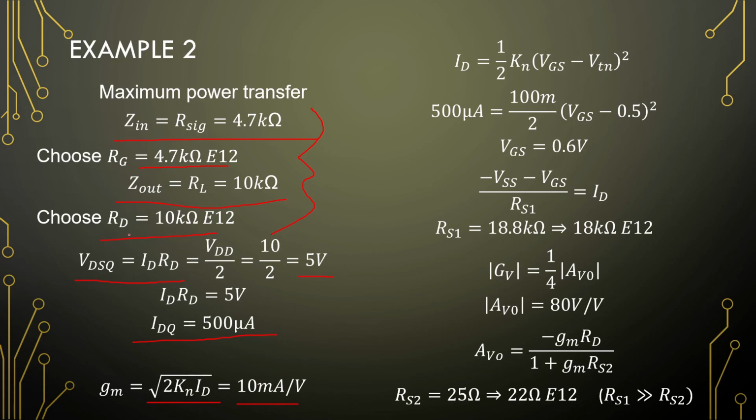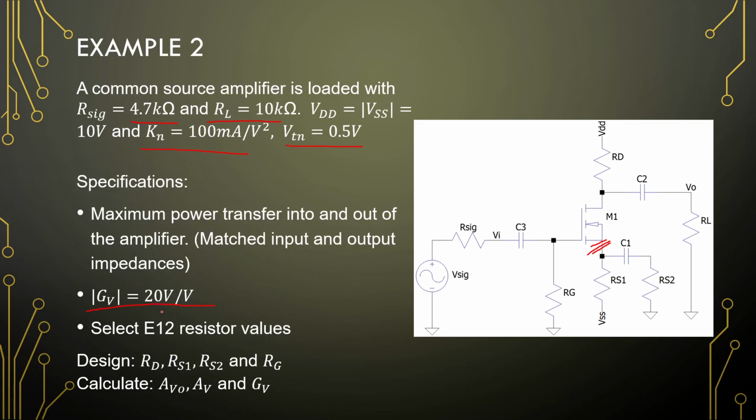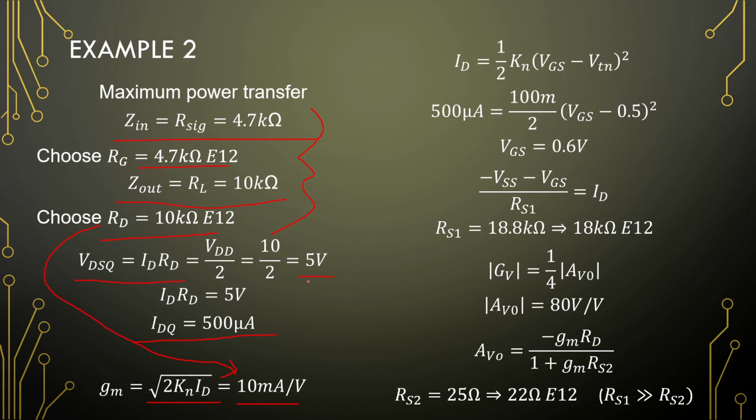So we can do a quick check here, and if we take our drain resistor and multiply it with our transconductance, our maximum gain of our amplifier is 100. Okay, so 100 is greater than 20 volts per volt. 100 divided by 4 is about 25. So we can achieve our gain for our amplifier, even with the matched loads and even with the reduction of our gain to make it 20 in the end.